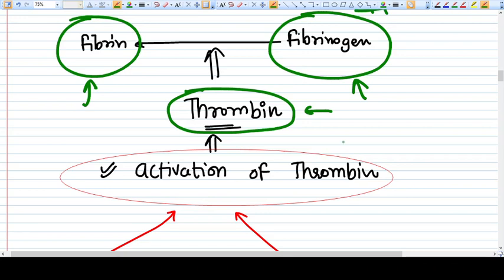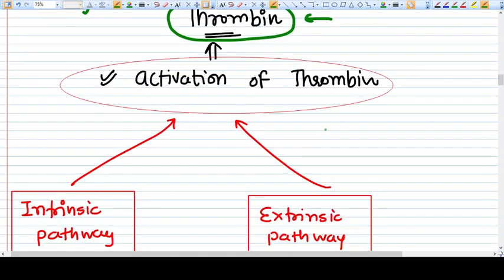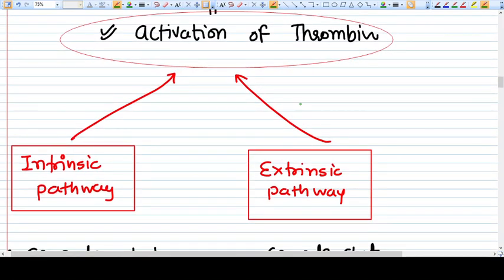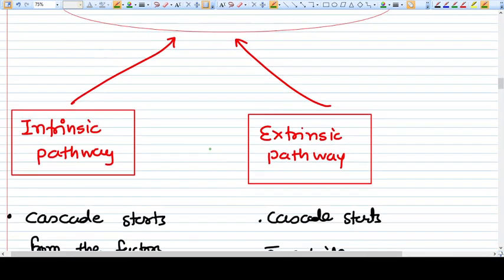Activation of thrombin is very important. Okay, thrombin is there. Prothrombin, we can tell. From prothrombin, the thrombin is generated. Thrombin is the active form which will convert fibrinogen into fibrin. Okay. Now, activation of thrombin is the main goal of the cascade. There are two pathways that have been described over the years, the intrinsic pathway and the extrinsic pathway. One is intrinsic and one is extrinsic.